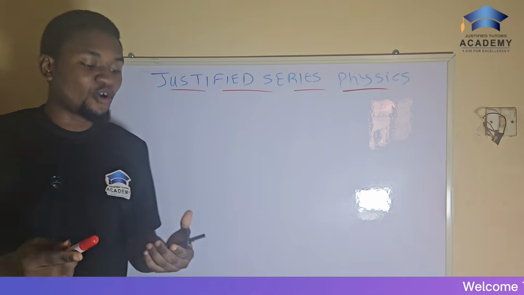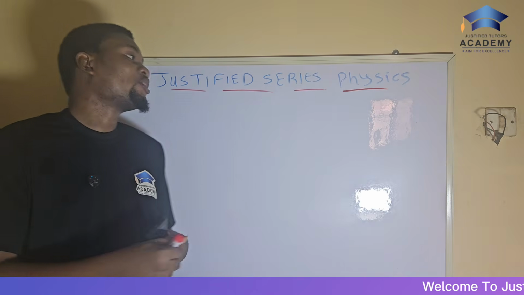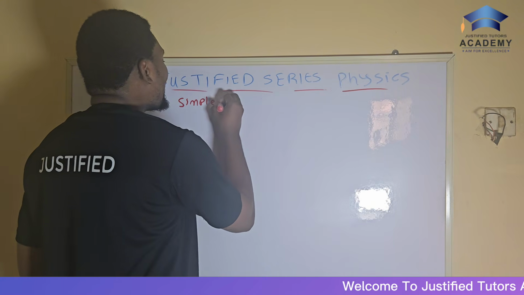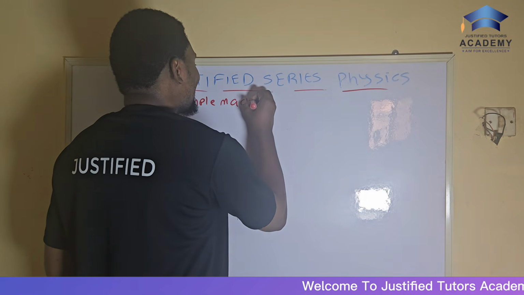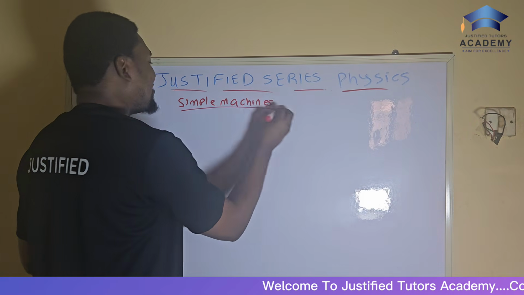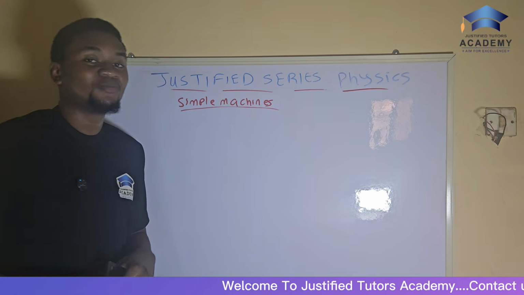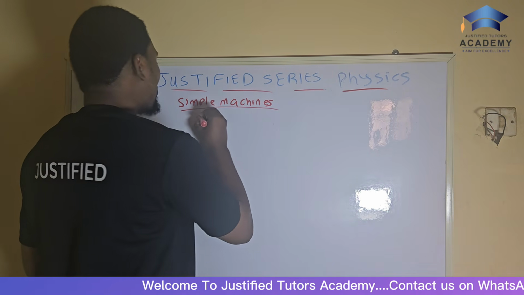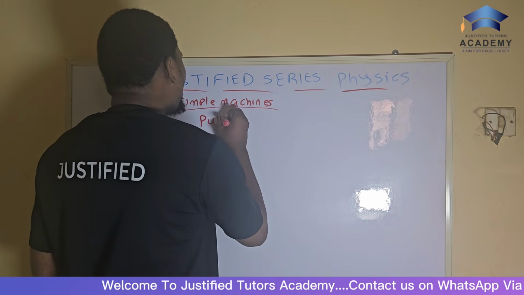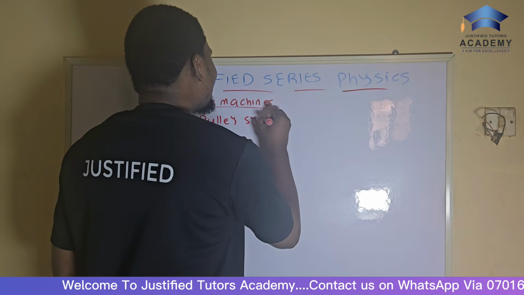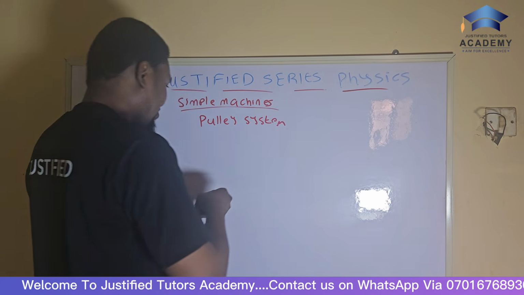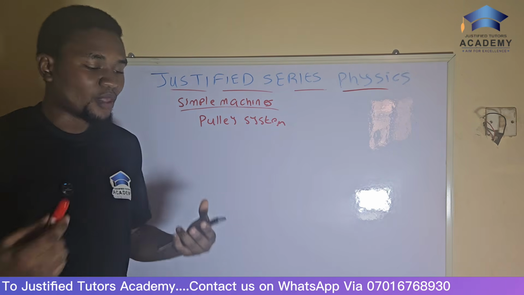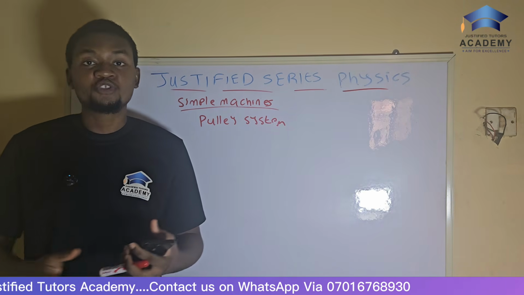Today we are going to be taking on physics, and the topic for today is simple machines. This is a very common topic in JAMB. It comes out every year, and the particular topic that comes out under it every year is the pulley system. As a science student, you need to master simple machines and then the pulley system. But let's go straight to it.